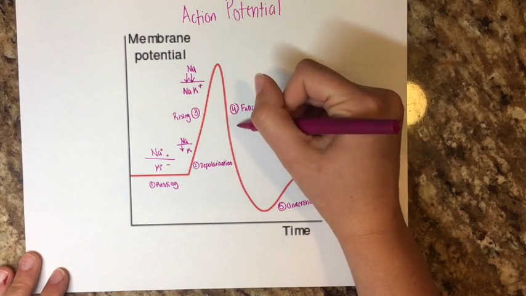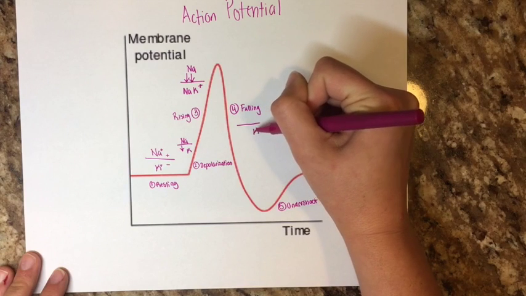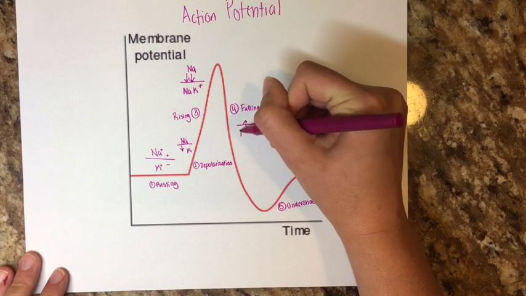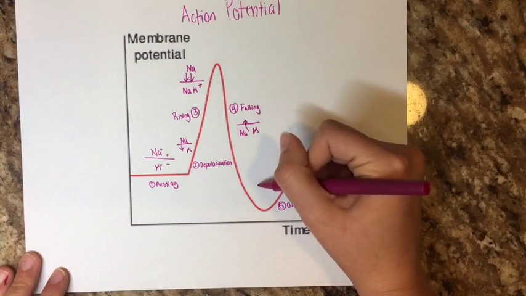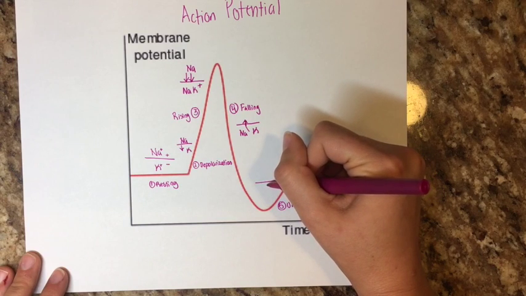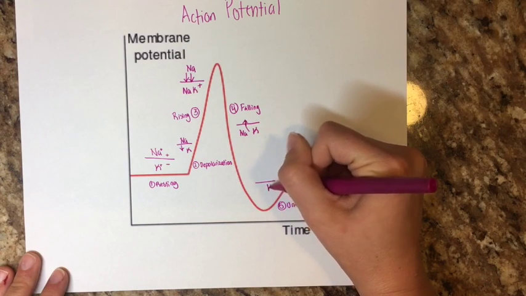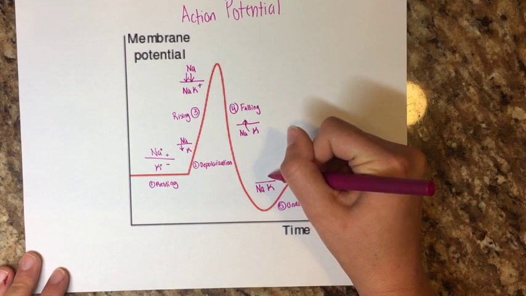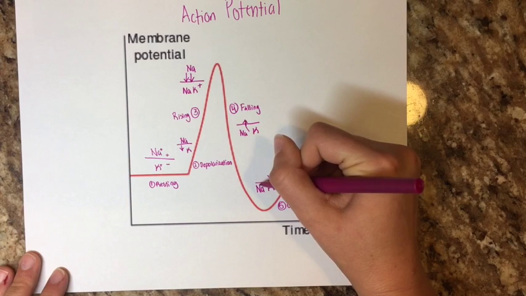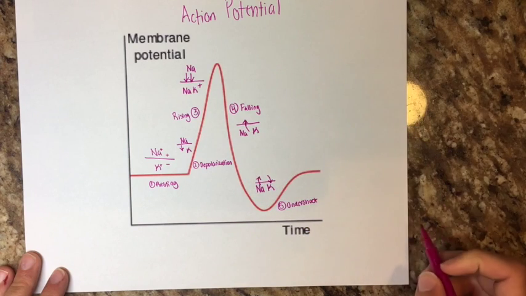The falling phase of action potential occurs when the sodium channels close, the potassium channels open, and potassium efflux causes the inside to become negative again. Finally, the undershoot occurs when both gates close and the sodium gate reopens to allow balance to be restored. This stage is known as a sodium-potassium pump.